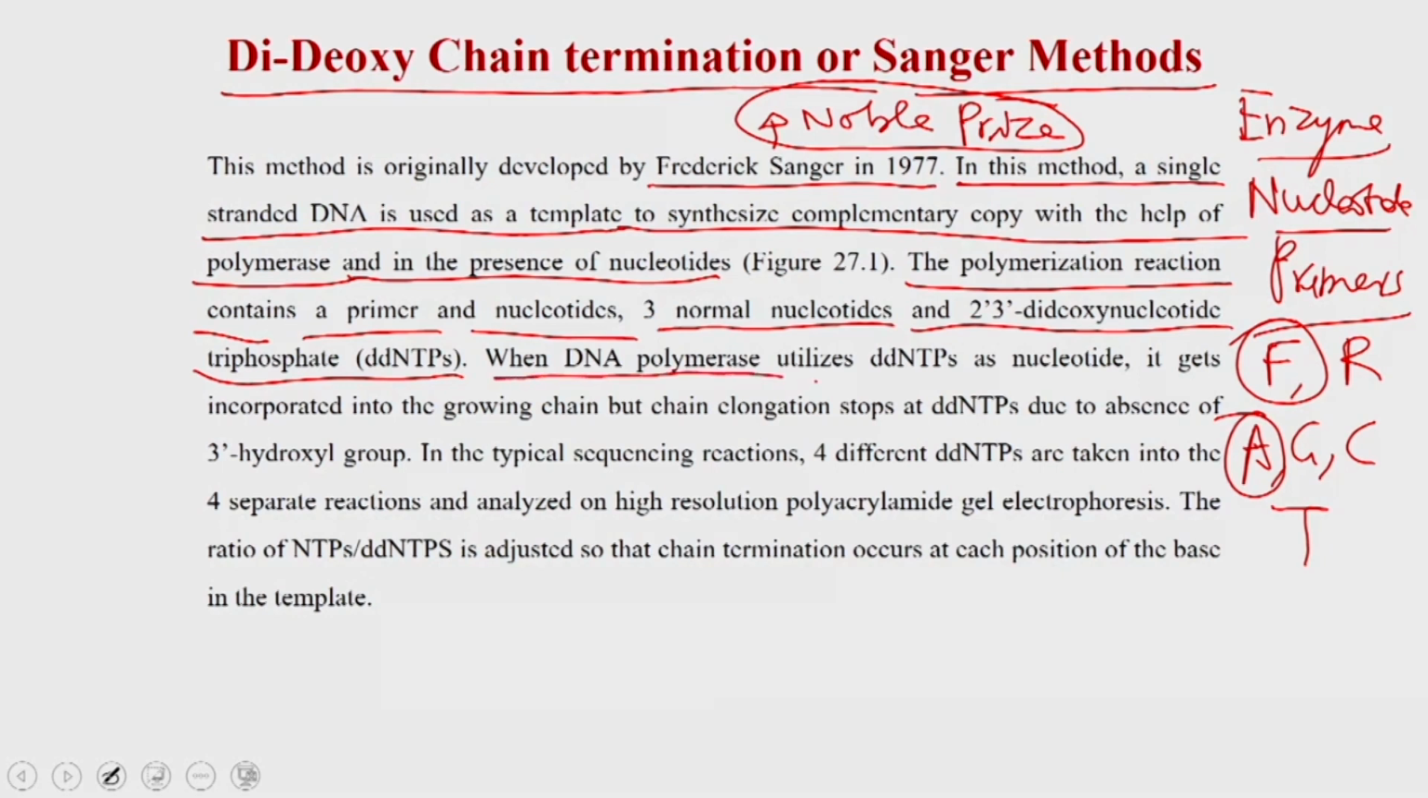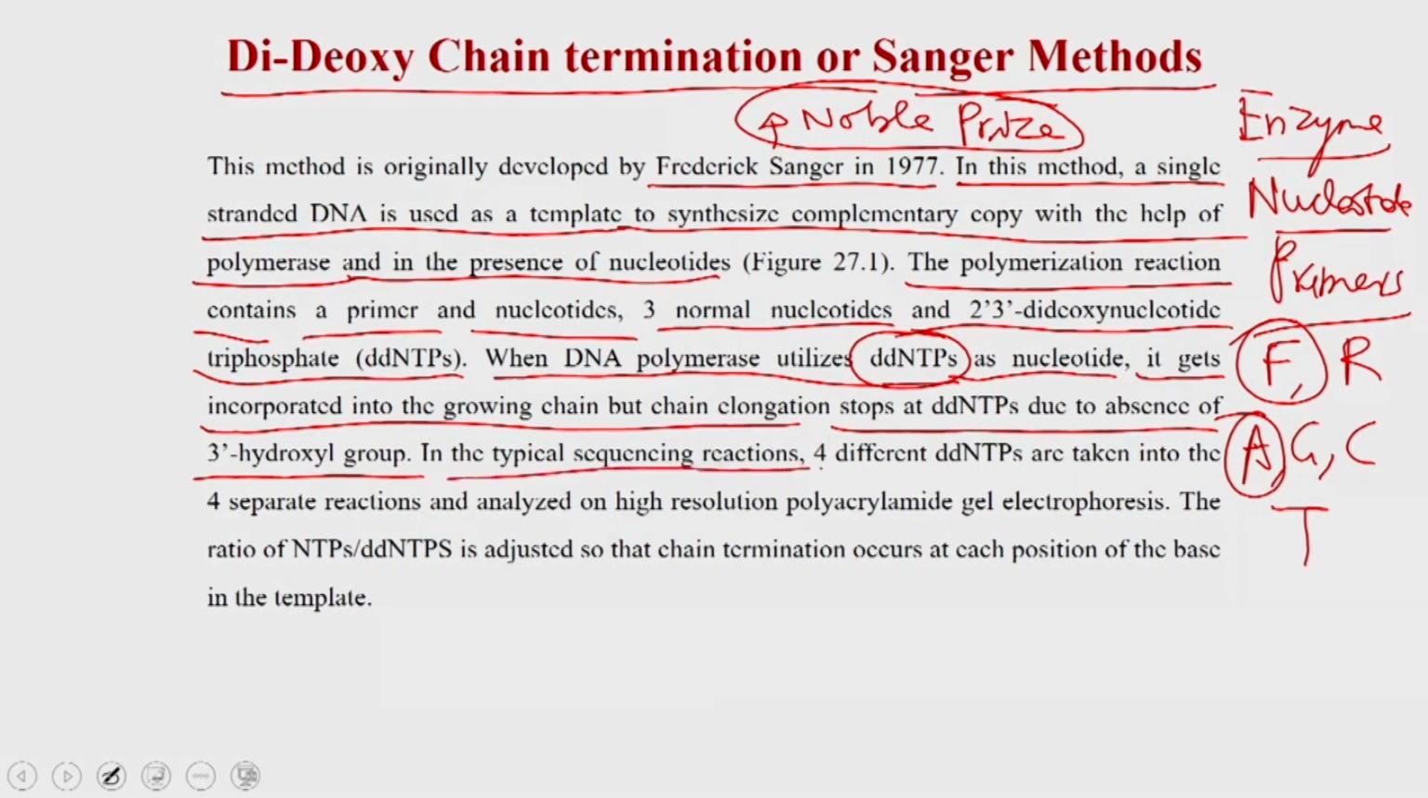So, what will happen is when the DNA polymerase utilizes the dideoxynucleotide as a nucleotide, the dideoxynucleotide does not have the 3' hydroxyl group, so it just blocks the growing chain. That is how, as soon as the DNA polymerase utilizes the dideoxynucleotides, it actually blocks the chain, causing termination due to the absence of the 3' hydroxyl group.